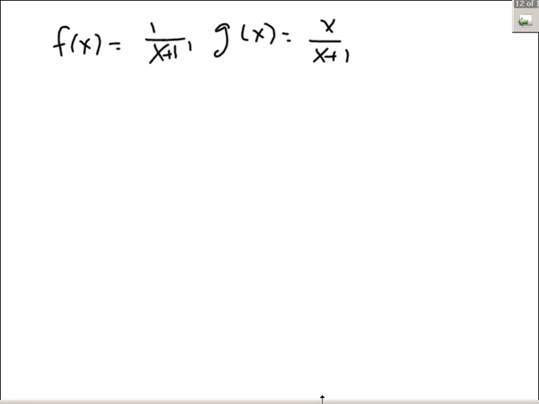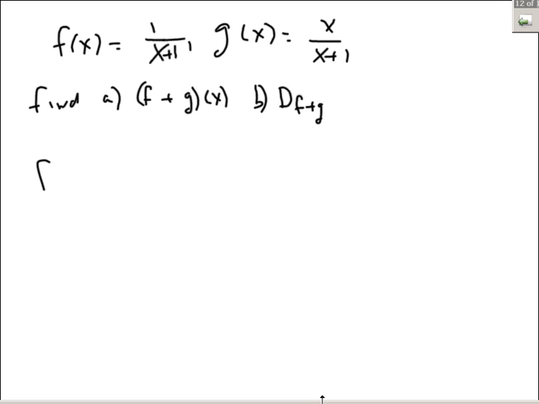Okay, for example, suppose you have f of x is 1 over x plus 1, and g of x is x over x plus 1. And you want to find A, f plus g of x, and B, the domain of f plus g.